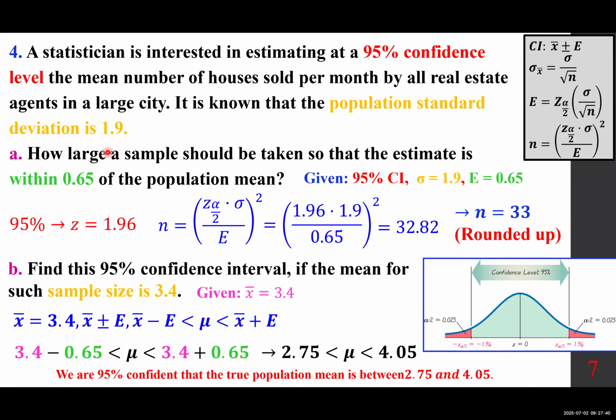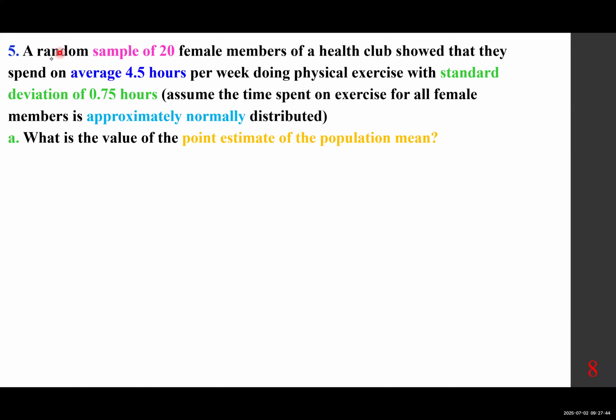In this case, a random sample of 20 female members of a health club showed that those 20 spend on average 4.5 hours per week doing physical exercise with a standard deviation of 0.75 hours. Assume the time spent on exercise for all female members is approximately normally distributed. What is the value of the point estimate of the population mean?